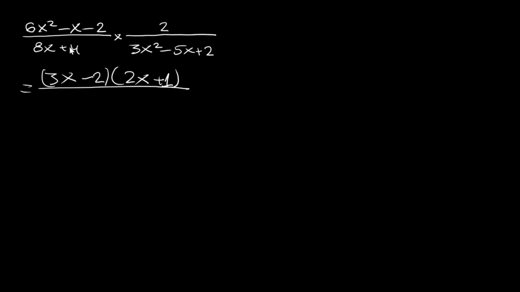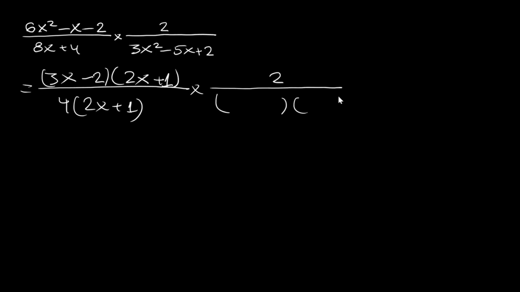Now let's proceed with the denominator of the first fraction. The highest common factor of this and this is 4. Therefore, we write down 4 times 2x plus 1. And let's do the second fraction now. Our 2 remains. And here we have to do the brackets again. We have 3x squared, so we write down 3x and x. Then we have minus 5x plus 2.